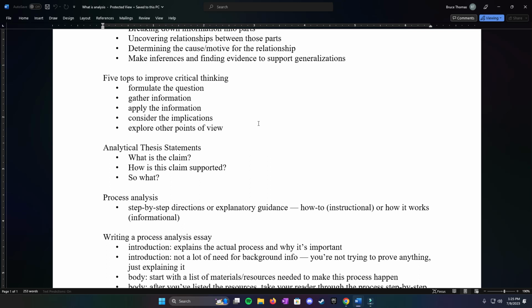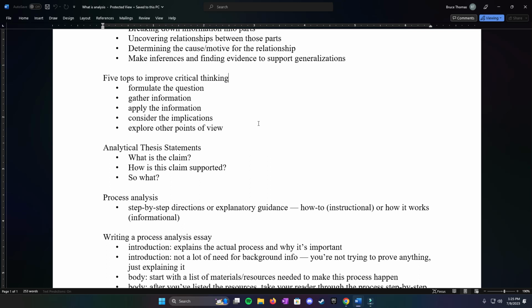You're like, okay, how does this information answer my question? And once you figure out the answer to your question, you consider the implications. Okay, well, what does this conclusion mean? And then explore other points of view, because not everybody is going to have the same point of view as you, and sometimes people are just very wrong, but you can't know that without doing some critical thinking yourself.